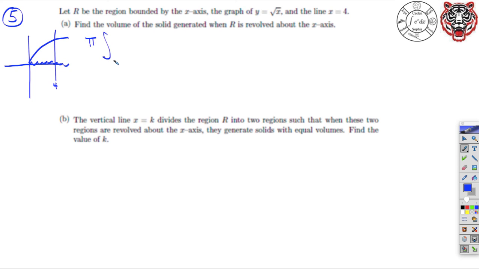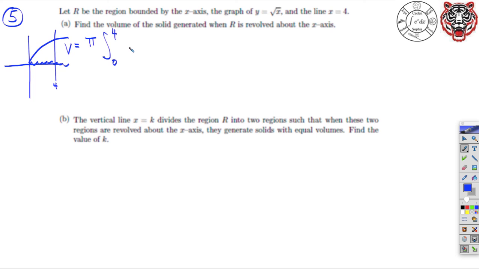Oh yeah, from 0 to 4. Careful. Yeah, so 0 to 4. Perfect. Do we need to write V equals? If you want to be exact, yeah, you can say that. V equals, volume is equal to this, so pi times this. You have to write this from the working out. Yeah, that wouldn't be marked down.